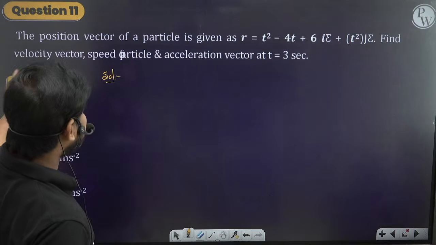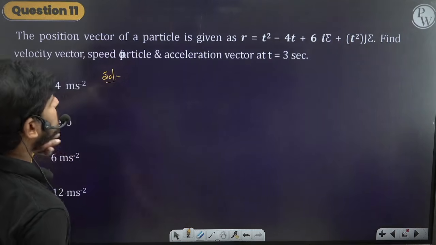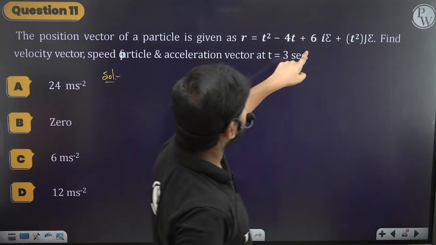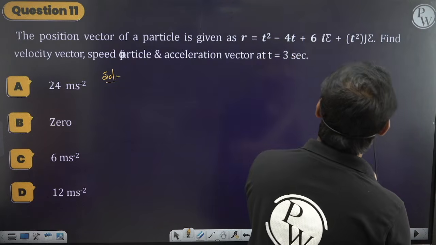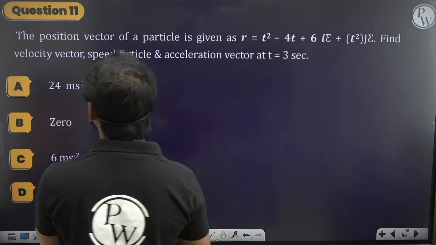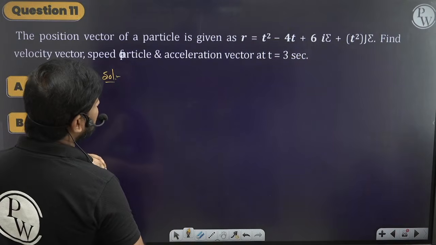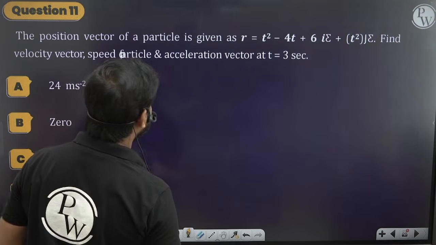The position vector of the particle is given. This is 6t square minus 4t plus 6 I cap, plus t square j cap. Find the velocity vector, speed of the particle and acceleration vector at t equals 3 seconds.